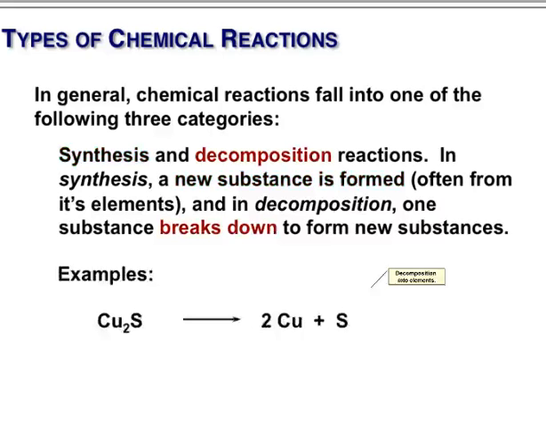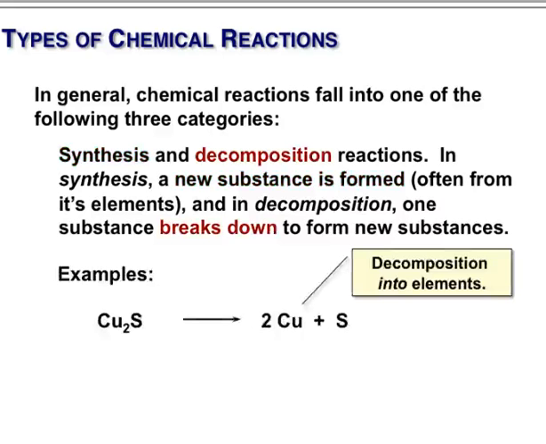Decomposition is simply synthesis backwards. We start off here with copper(I) sulfide. How do we know that's copper(I)? Because sulfur is -2, isn't it? We have 2 coppers, they must be +1 each. Copper(I) sulfide, if you heat it up, will give copper and sulfur.